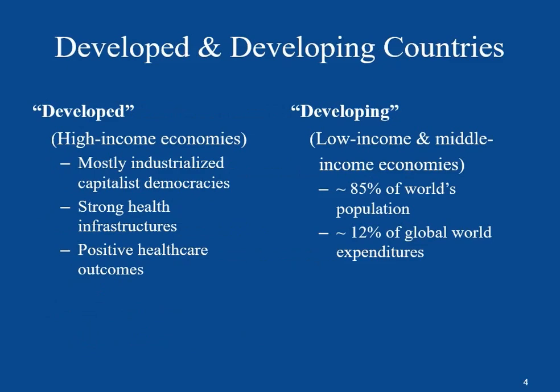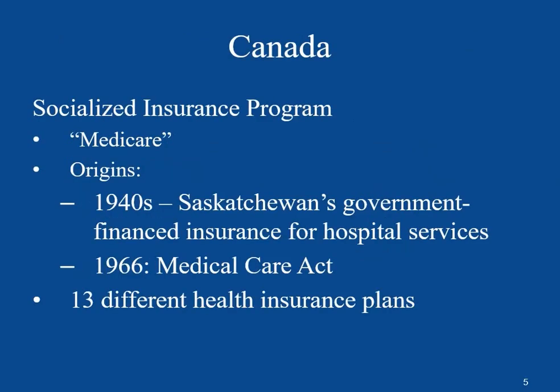There's developed and developing countries. Developed countries are high-income economies. They're mostly industrialized, capitalistic democracies. They have strong health infrastructures, and they have positive health outcomes. Developing countries in the context of what we're talking about are low-income and middle-income economies, which constitutes about 85% of the world's population. It's also about 12% of the global world expenditures.